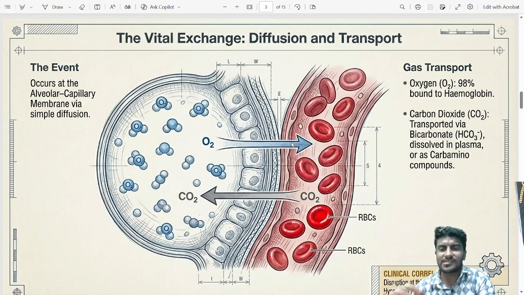So there's exchange of gases which occurs. Oxygen is transported 98% bound to hemoglobin. That is why there are ischemic conditions or hypoxic conditions. Hypoxia is lack of oxygen, ischemia is lack of blood supply, and hypercapnia is when there's excessive carbon dioxide. All of these are detrimental.